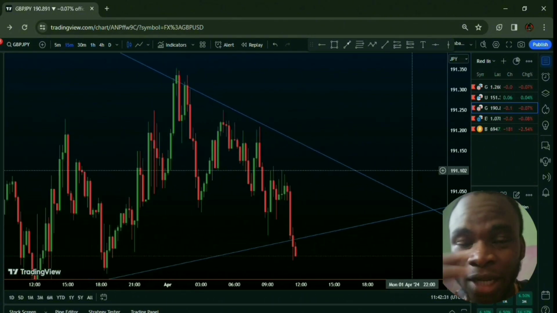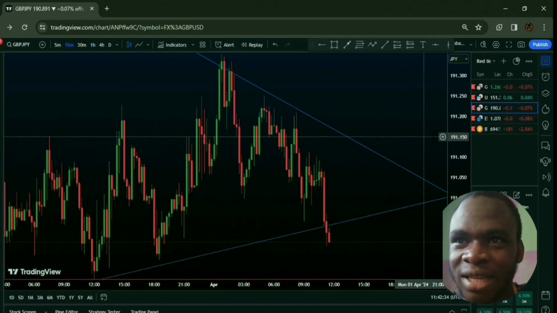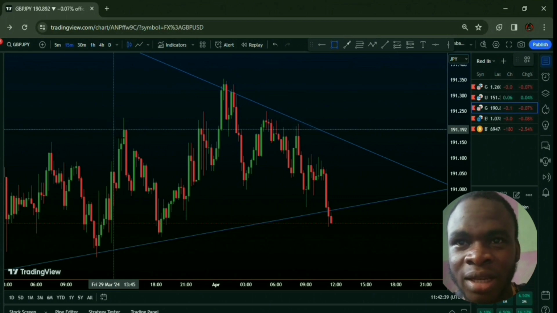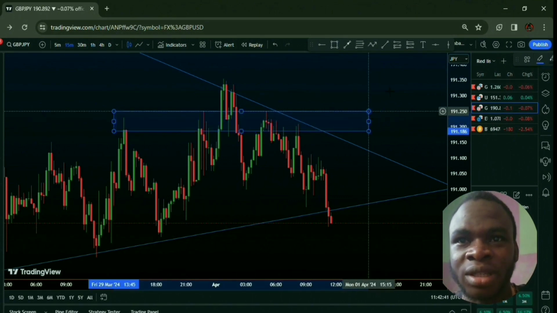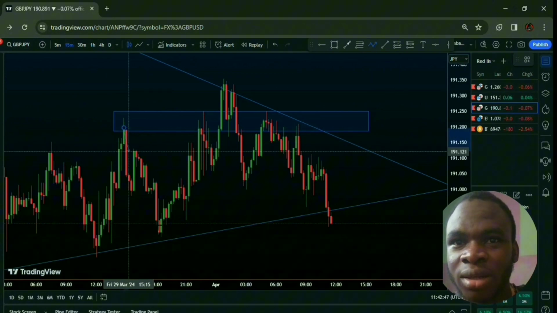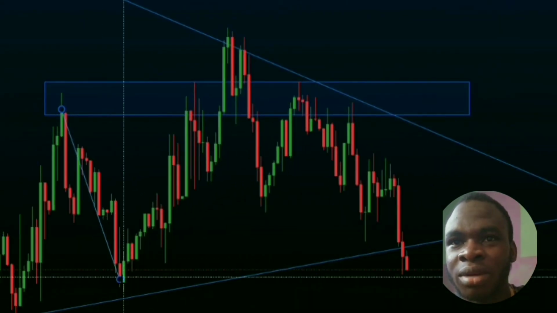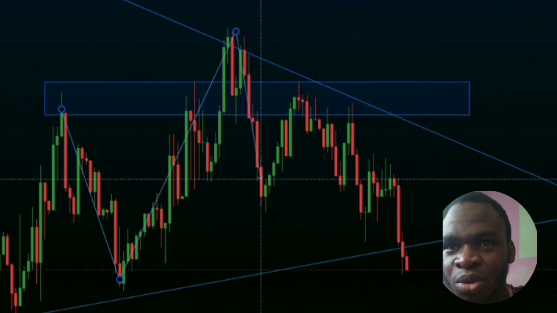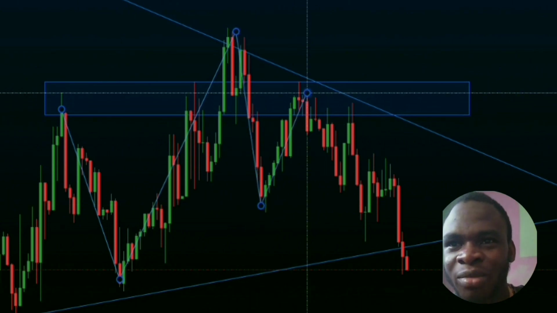I'll see this as a head and shoulder. I'm seeing something inversely now as a head and shoulder. If you look at chart patterns, this looks like a head and shoulder to me. This is the first shoulder here. Price came down here and created the head, which is the neck. So now price broke the neckline, came back to create the second shoulder, and price is dumping.